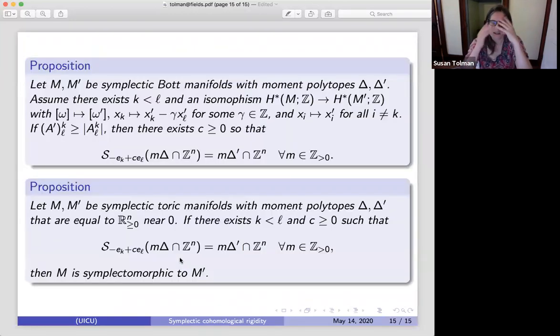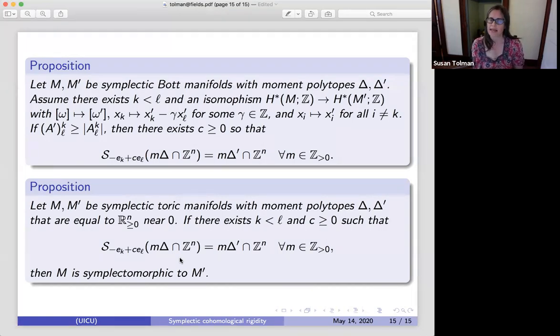Once you know what a slide is, now in order to prove the key proposition, which was just that I have a symplectic morphism in this special case, I need to prove two sub-propositions. The first is, let's say I have symplectic Bott manifolds, M and M prime, with moment polytopes delta and delta prime. I want to assume there exists K less than L and an isomorphism from the cohomology of M to the cohomology of M prime that takes the class of omega to the class of omega prime. So I always need that, but it also has this very special form that I talked about before.